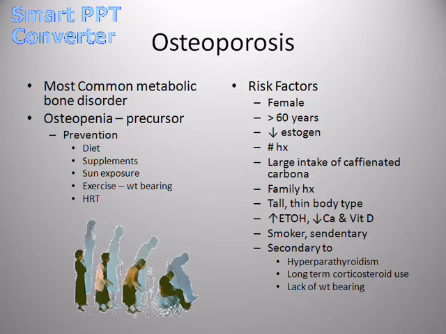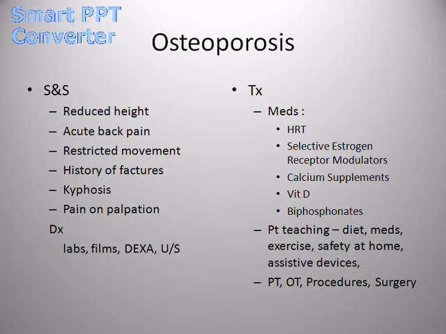So the signs and symptoms that we're going to see are on the next slide. Signs and symptoms. We're going to see them starting to shrink. They will have reduced height. Acute back pain if they lift or bend, and that's going to be relieved with rest. They may have restriction in their movements and a history of fractures. They could be kyphotic, and on palpation they may have pain over the area that they're complaining of.